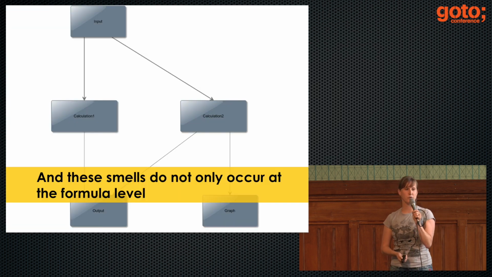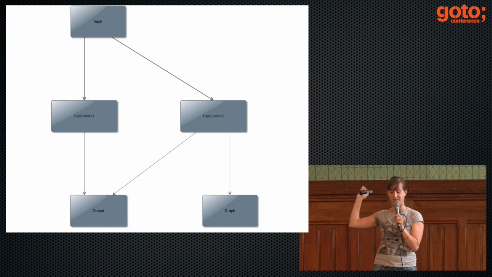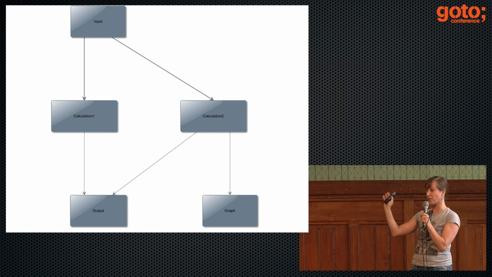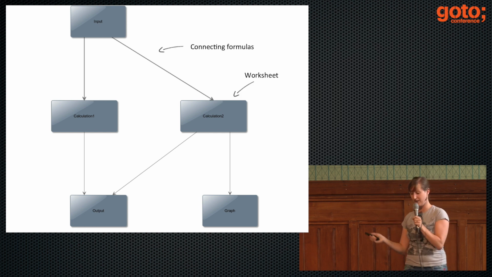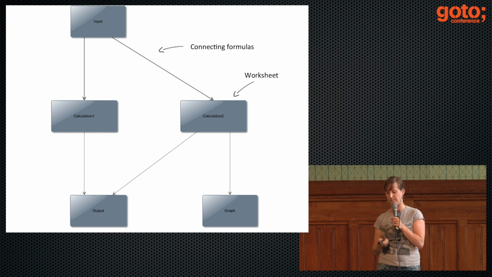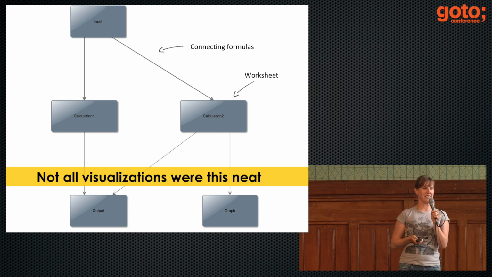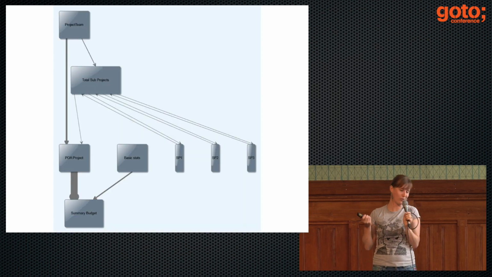So we found that those smells not only occur at the formula level. We have a tool that visualizes dependencies between worksheets, as you can see here. So the blocks are worksheets, and the arrows connect worksheets. So if there's a formula here, there would be a formula in calculation 2 that would say input A1 times 12 or something like that. So unfortunately, not all visualizations looked as structured as this one. Some visualizations look like this, still okay-ish.